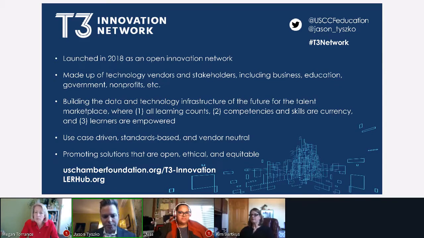But I wanted to share a little bit about my organization. The U.S. Chamber is the world's largest business and lobbying organization. We represent over 1,500 state and local chambers of commerce, as well as a corporate membership of over 400,000 companies. Collectively, our federation represents over 3 million businesses.